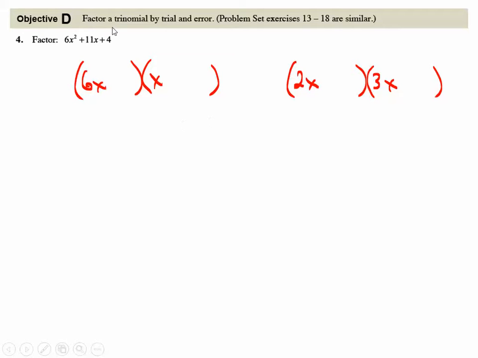Then we think about all the different ways I can get a 4 at the end. So 4 is maybe like a 4 times 1, or a 2 times 2. That's right. So okay, let's go for it here. This is why it's called trial and error. Let's go with the first one here. Let's assume it's 6x plus 2 and x plus 2. So it was 6x times x in front and a 2 times 2 as our factors of 4.